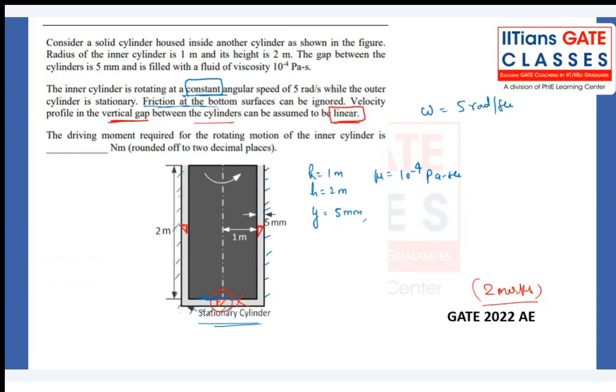They are asking what is the driving moment required for the inner rotating motion of the cylinder in Newton meter, right? So once again we have to determine the torque, how much torque I need to apply, right? So make a note of it first of all, then we will discuss.